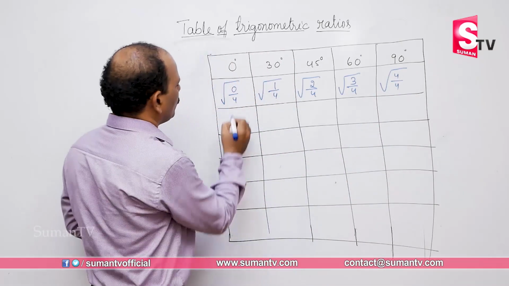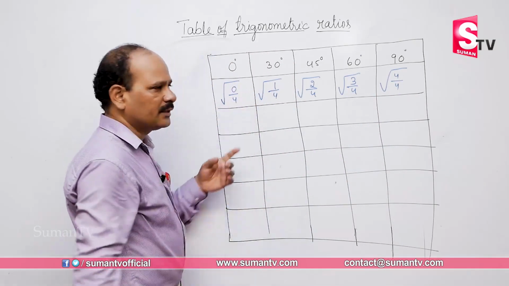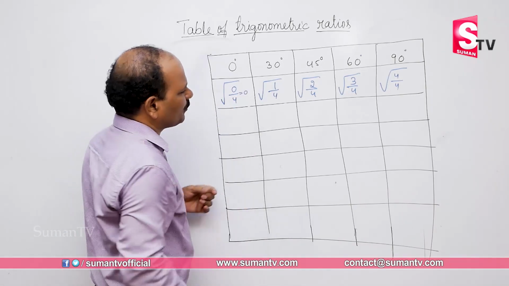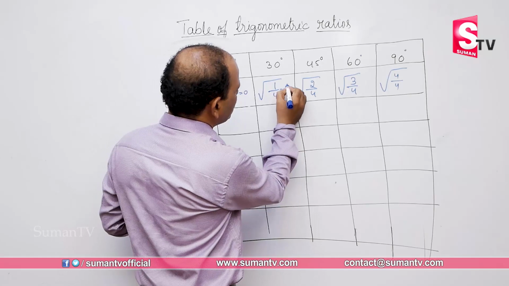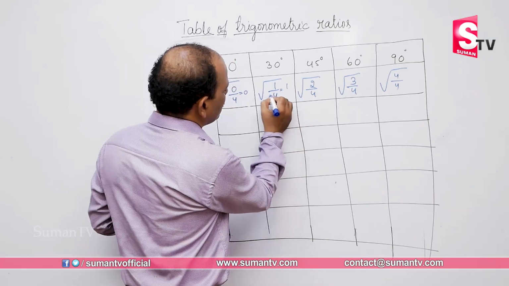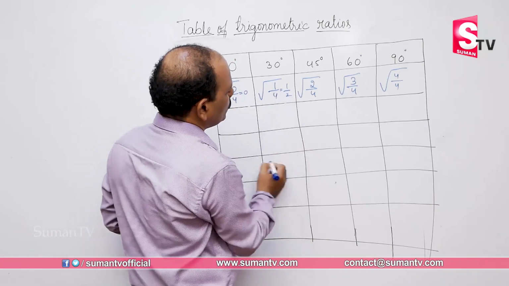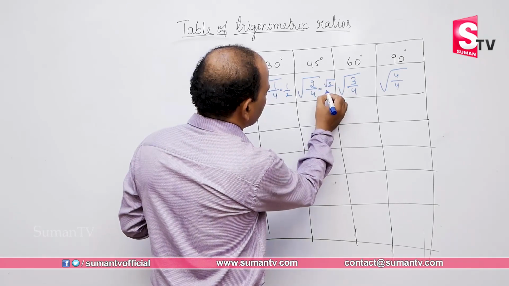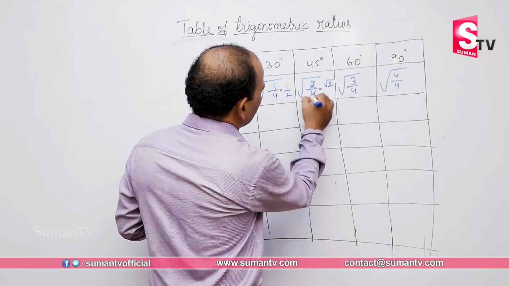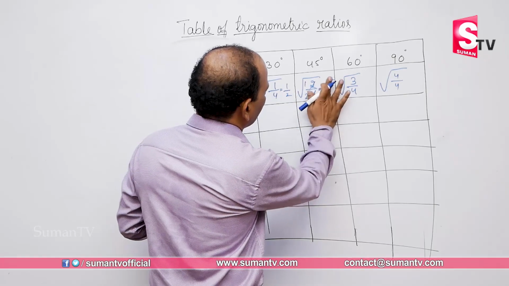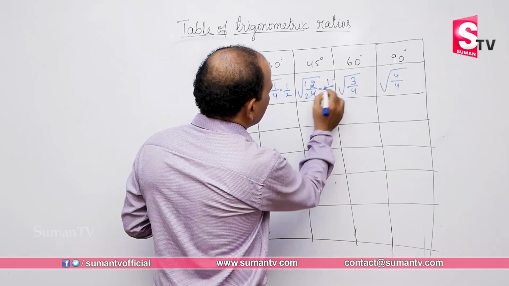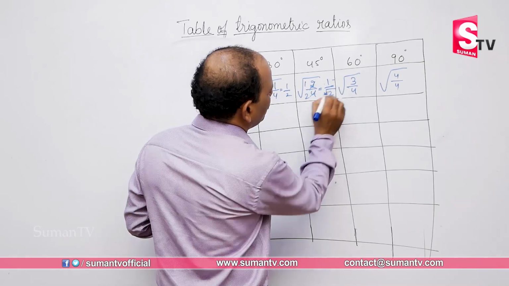Now 0 by 4, 0 by anything is 0. Square root of 0 is equal to 0. Square root of 1 by 4: square root of 1 is 1, square root of 4 is 2. After cancellation, 1 by 2. Square root of 2 by 4 is, after cancellation, square root of 1 by 2: square root of 1 is 1, square root of 2 is root 2.